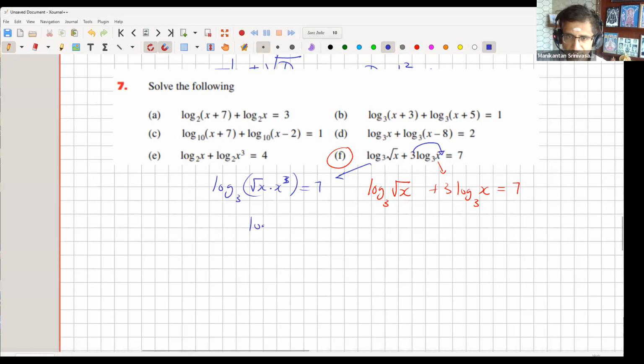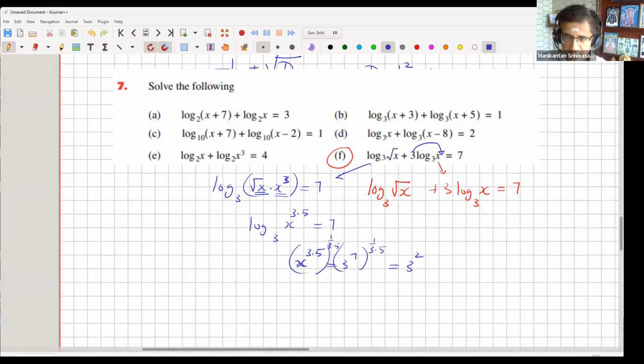Okay, so this is x power half, this is x power 3, so it's x power 3.5. Log of x power 3.5 to the base 3 is 7. So x power 3.5 is 3 power 7, right? I can raise both sides to the power 1 by 3.5. Therefore, this becomes 3 square, and that's x, which is 9. Okay, good job.